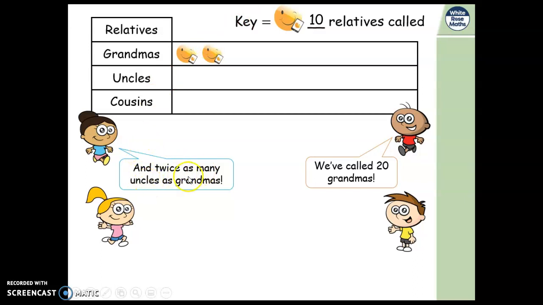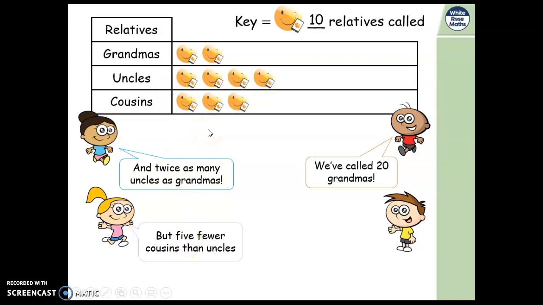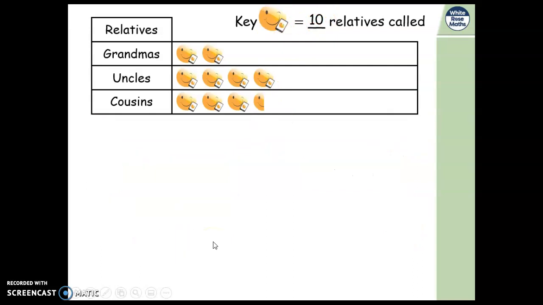So then it says, and twice as many uncles as grandmas. So we've got 2 groups of grandmas. So twice as many. So we need to double this, don't we? 3, 4. And now because we know how many is one of these, we've got 4 times 10: 10, 20, 30, 40. But then 5 fewer cousins than uncles. So we've got 40. This is 10. And because we've got 5 fewer, it's not a full one of these. So half of 10 is 5.